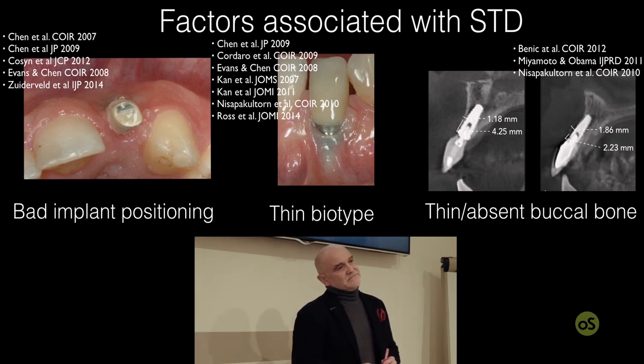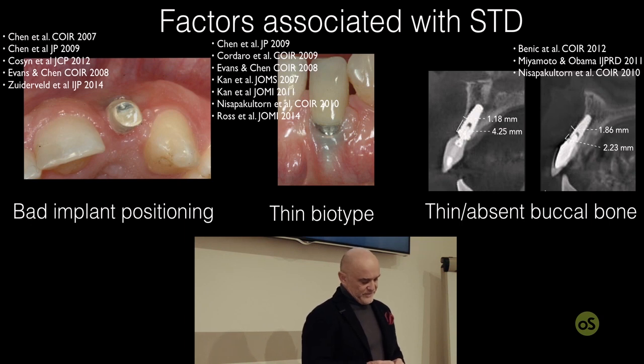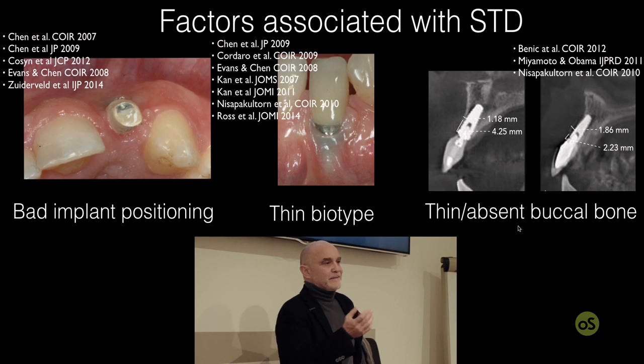Why does gingival recession form around the implant? As we said, this is mainly due to bad implant installation, buccolingually mainly, sometimes also apicocoronally, and we all agree with this. What I don't agree with so much is that thin biotype and lack or thin buccal bone are considered etiological factors or factors associated with it.